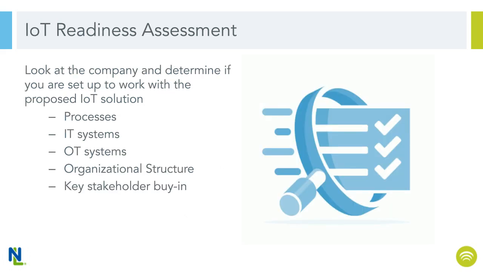But the IoT Readiness Assessment, what you're going to do is look at the company and look across the company. Look at your processes, your systems, both IT and operational technology systems. How's your organizational structure? For example, if you're a manufacturer, most manufacturers don't have field technicians that are used to going out and deploying solutions. That would be an organizational structure issue.